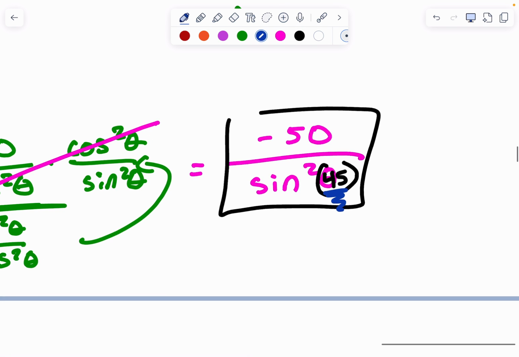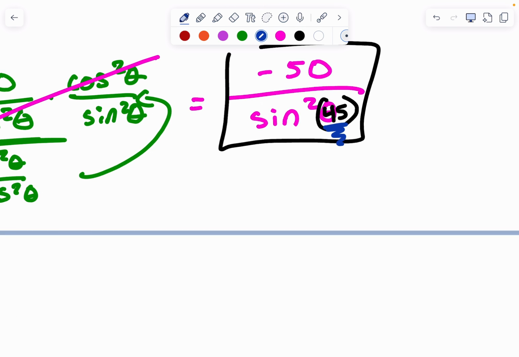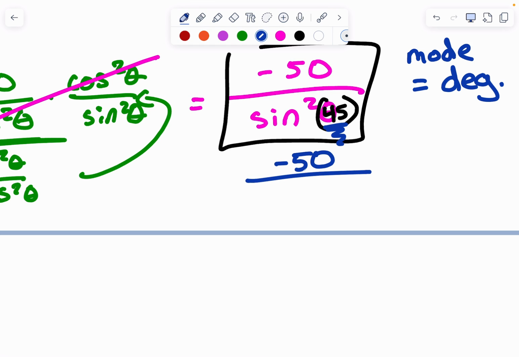So here's what you're going to do when you type it in. First of all, go to mode and make sure you are in degrees, because we're typing in 45 degrees. Then you're gonna go negative 50 divided by sine of 45 squared, or sine of 45 times sine of 45, whatever. Is it negative 1.57?